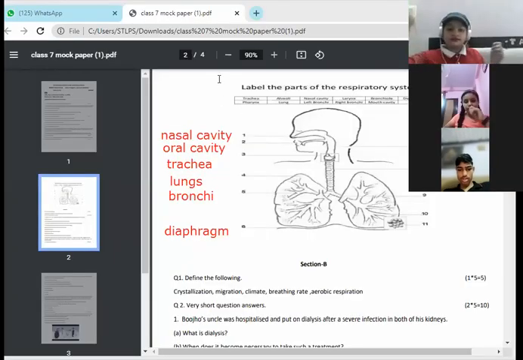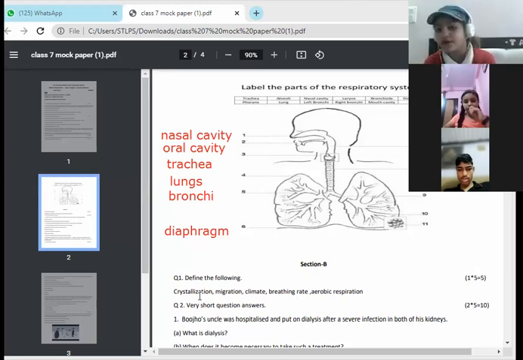Children, you may get these types of questions also, to label the diagram. Even then you have to label these parts. Already, children, see in the box the different parts have been given. You have to put them in the correct order. Okay. Let's move to the next question. Define the following: crystallization, migration, climate, breathing rate, aerobic respiration.